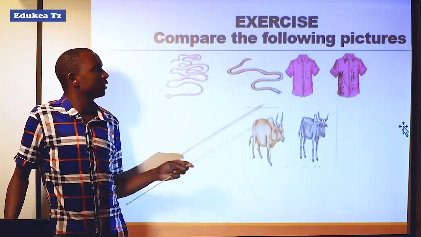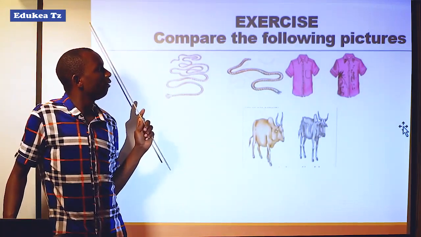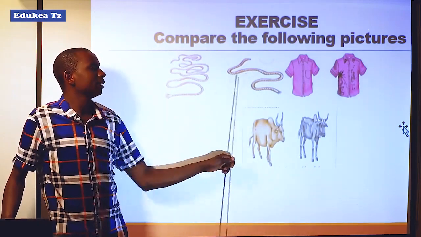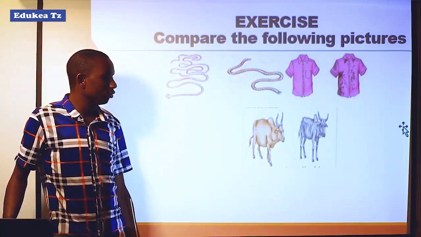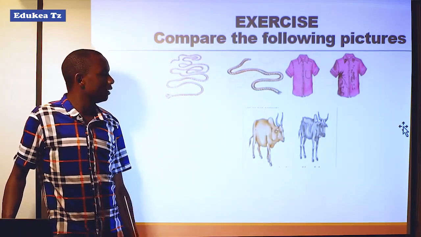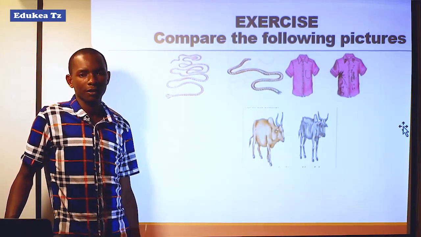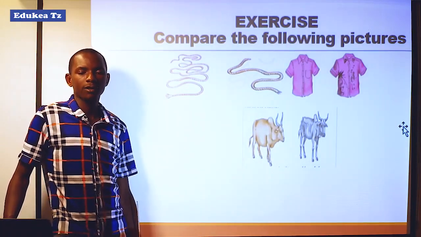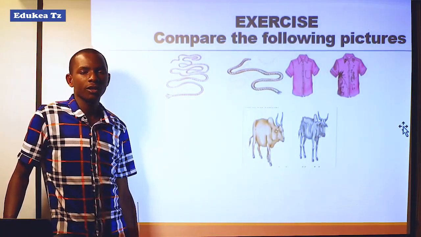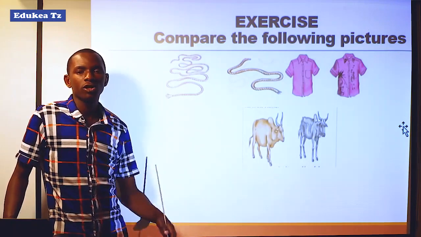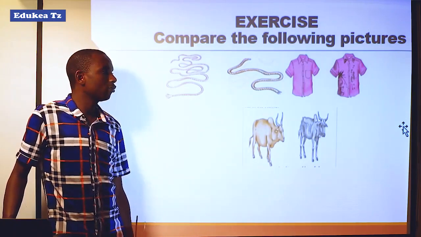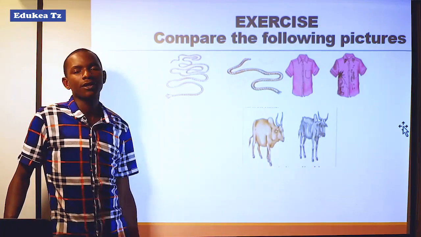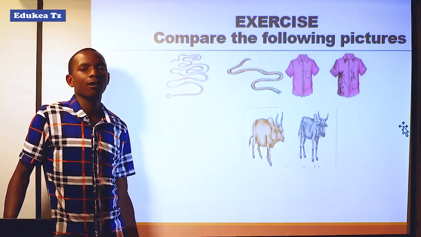So, exercise here: compare the following pictures. These are several pictures which have different physical appearances. You have to compare these pictures by using the words we have seen, the words which we always use to compare either people or things or animals, among others.